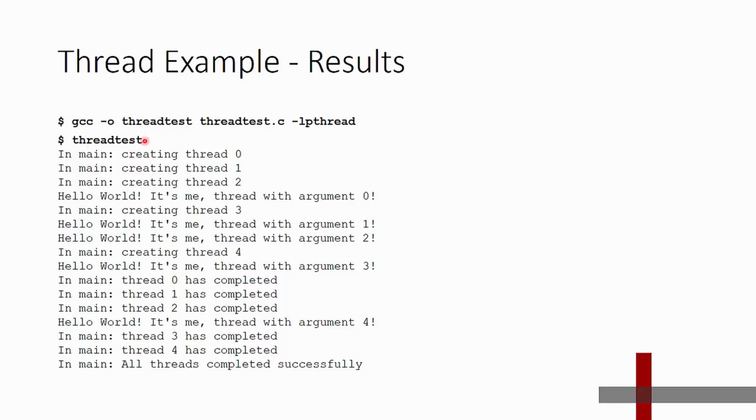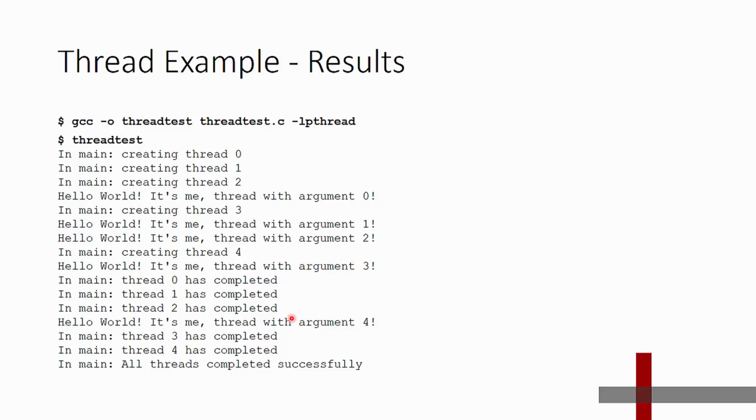So then we run the thread test. And what threadtest does is it says right off the bat, we create threads 0, 1, and 2, and then the threads start reporting in. The order for these is dictated by the operating system, by whatever state it happens to be in. So we see that Hello World thread 0 reports that it's alive before thread 3 is created, because these things are all running concurrently at the same time. Then we see 1 and 2, and then thread 4 is created, which is our last one. And then here's the Hello World, it's me, thread with argument 3.